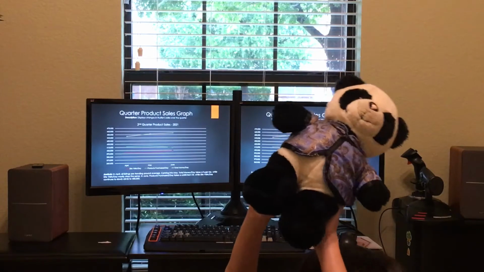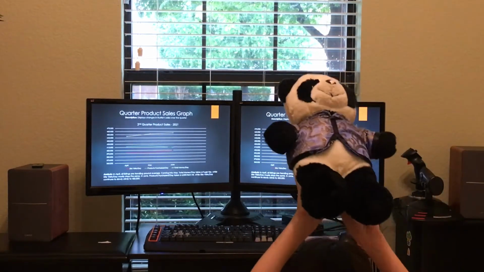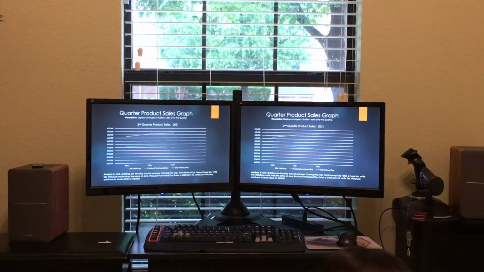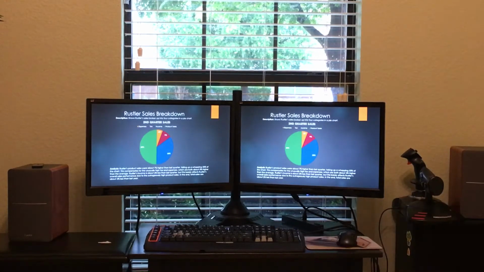And that is about it for the second quarter product sales overview. And that was Pam's slide. Next, we have the Rustler sales breakdown presented by Rowan.